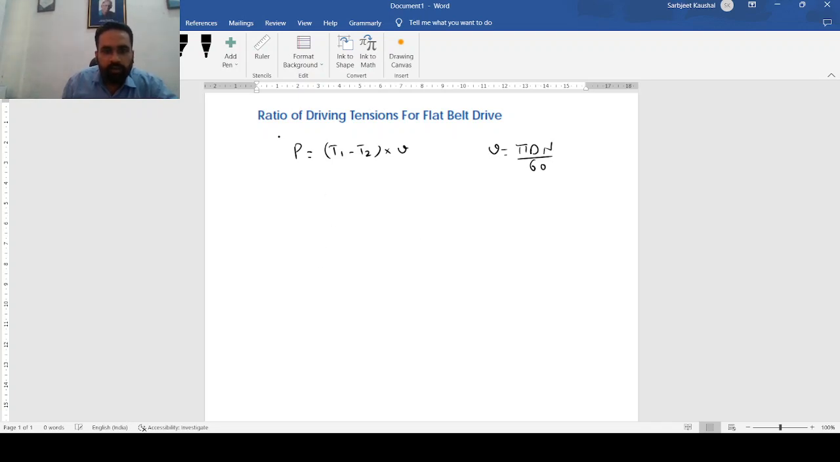So now the further concept is how we can find out this tension in tight side and slack side. For this, we first have to find out the ratio of driving tensions for flat belt drive. For this, we are just drawing one diagram.